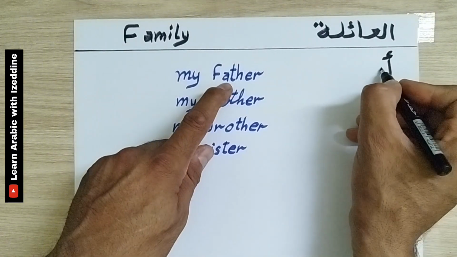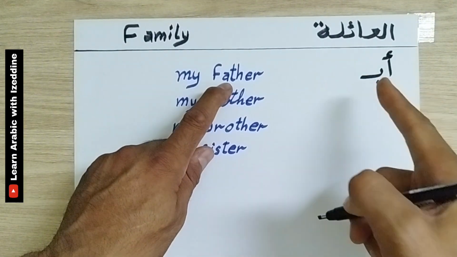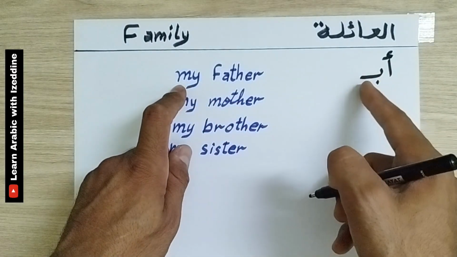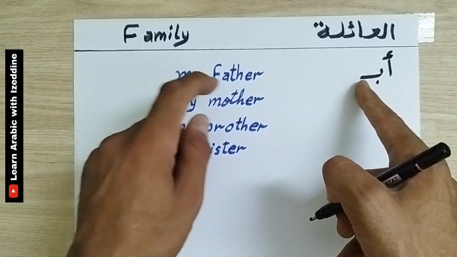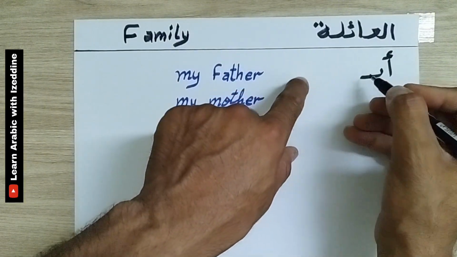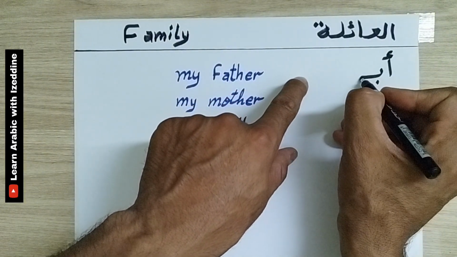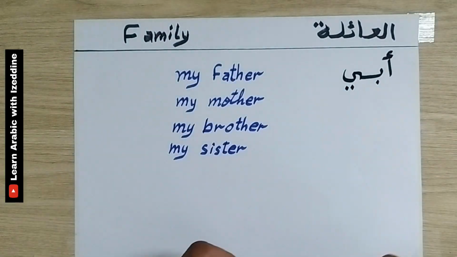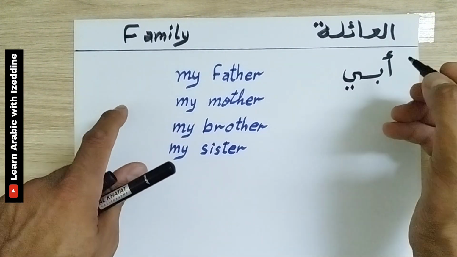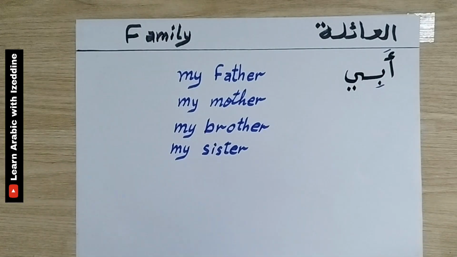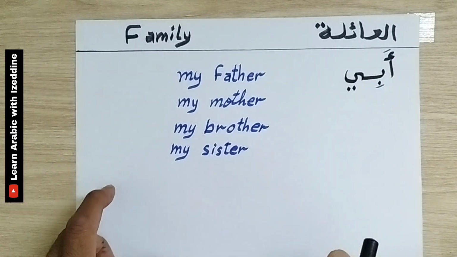Alif and ba, ab. This is father. But if you want to say my father, we add the possessive adjective of Arabic, my, which is ya, okay? So we add ya here and it becomes abi, my father. Now we put the vowels, the harakat, abi, my father. Repeat with me, abi.